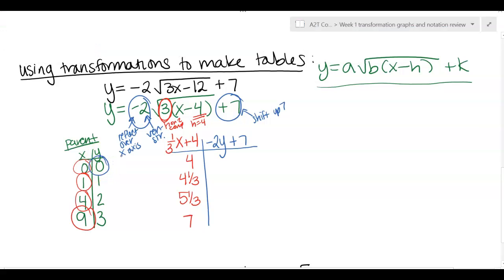So this one was at 0, but now we'll be at 7. This was at 1, so negative 2 times 1 is negative 2, plus 7 is 5. This was 2 units vertically in distance, and now 2 times negative 2 would be negative 4, plus 7 would be 3. And then here, 3 units, we'd have negative 6 plus 7, which would be 1. And then we would plot those points.